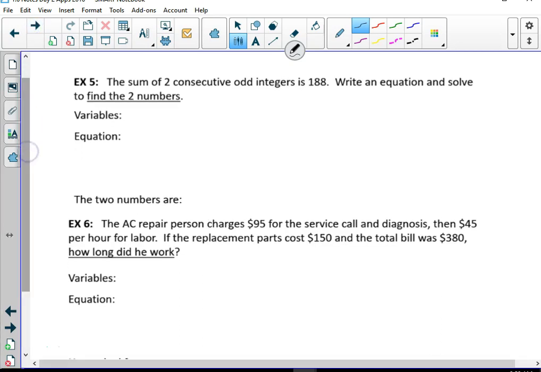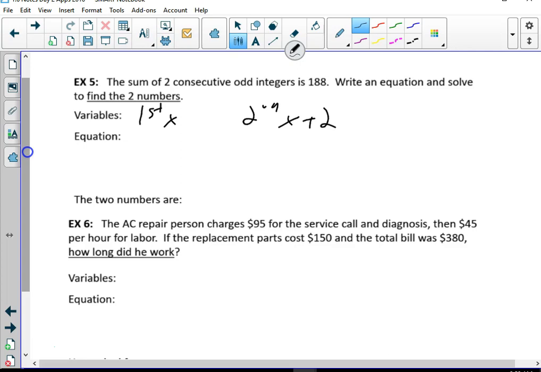Okay, the sum of two consecutive odd numbers is 188. So what's my first number going to be? Good. What's my second number going to be? Consecutive odd number: x plus 2. Remember, 5 plus 2 is 7, 6 plus 2 is 8. Odd numbers are 2 apart. Even numbers are 2 apart, because they're every other number.